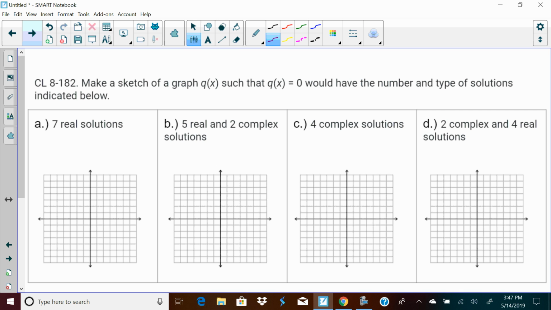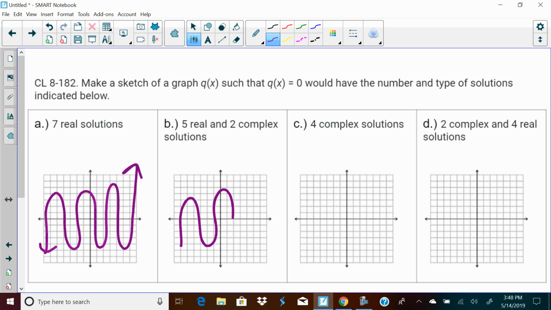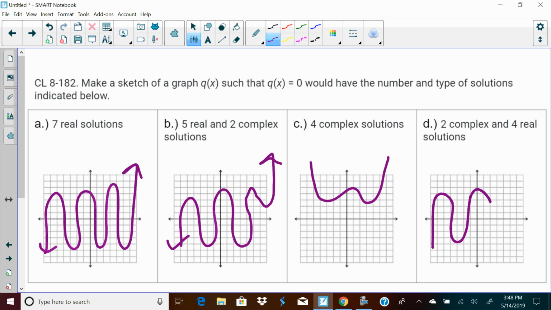Problem 8-182, make a graph and have the number type solution indicated. So A has 7 real numbers. So I'm going to go up 1, 2, 3, 4, 5, 6, 7. B has 5 real but 2 complex. So 1, 2, 3, 4, 5. And then this last one doesn't cross. C has 4 complex. Could look something like that. D has 2 complex and 4 real. 1, 2, 3, 4, 5, 6.